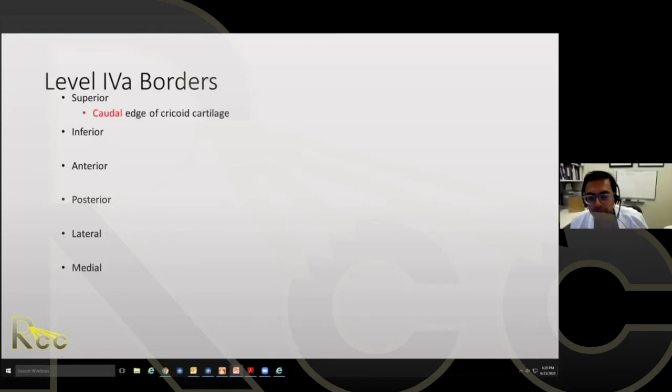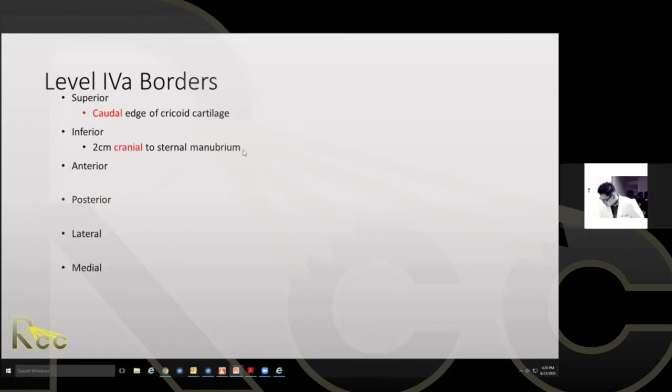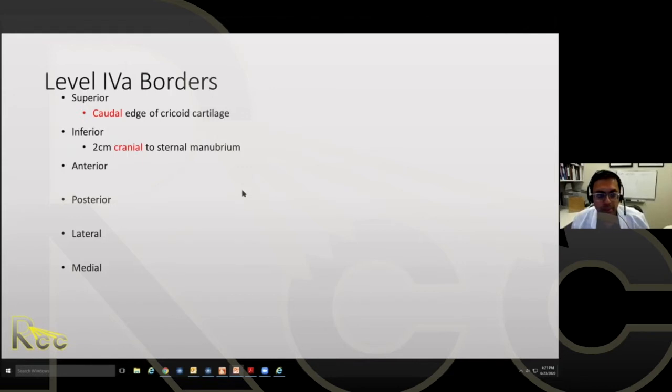And what would be the inferior border, which is that arbitrary boundary? It will end at about the level of the clavicle. Yep, this is close. That's close, but the definition is actually 2 cm cranial to the sternal manubrium. Right. So you need to know the slice thickness of your CT scans. And this is the one that I mentioned that is arbitrary. What about the anterior border?